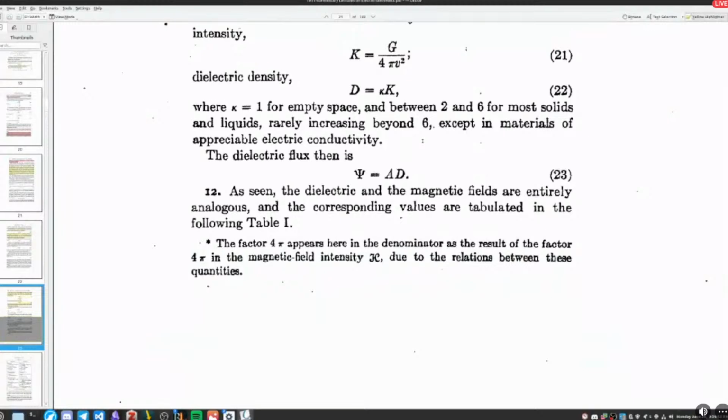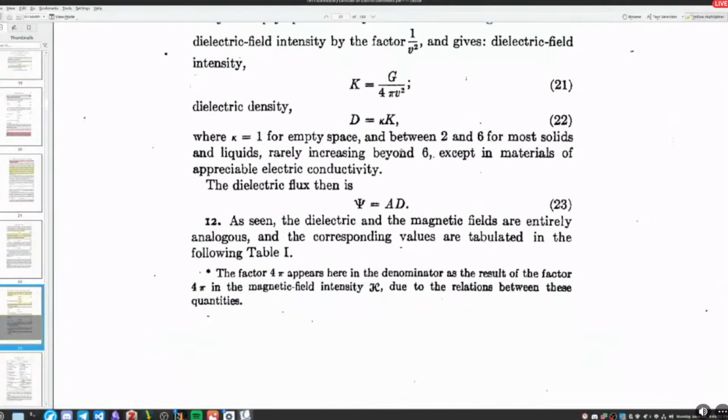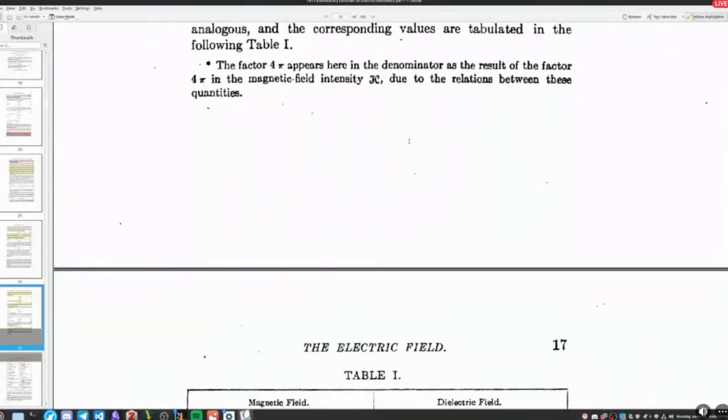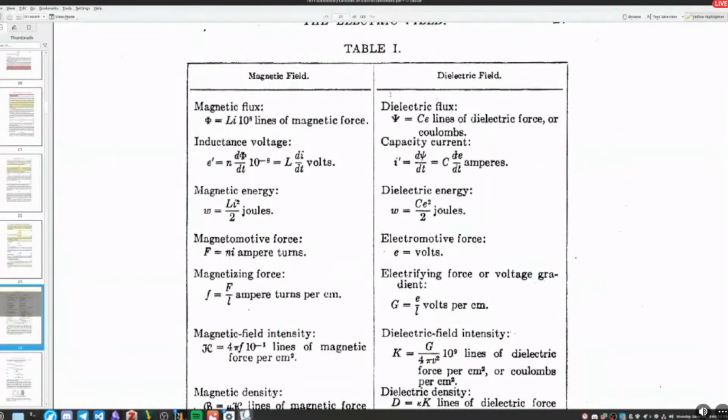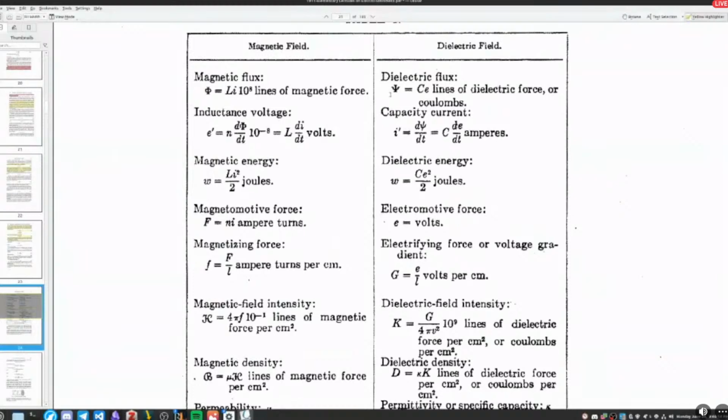As seen, the dielectric and the magnetic fields are entirely analogous, and the corresponding values are tabulated in the following table 1. And then you've got the footnote highlighted here. The factor 4 pi appears here in the denominator as the result of the factor 4 pi in the magnetic field intensity. Oh, that's okay, so that's what that's for. Due to the relations between these quantities, so that's intensity. And then we got the table.